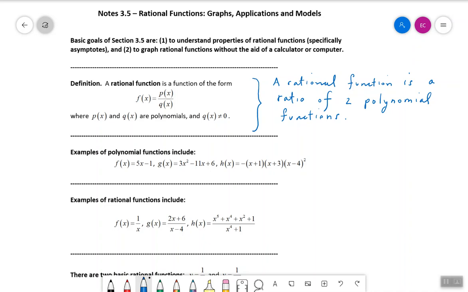We've been studying polynomials already in Chapter 3, and we studied linear functions, linear polynomials, in Chapter 2. So if we just take two polynomials and make a fraction, then that new function is called a rational function. And you can see some examples here.